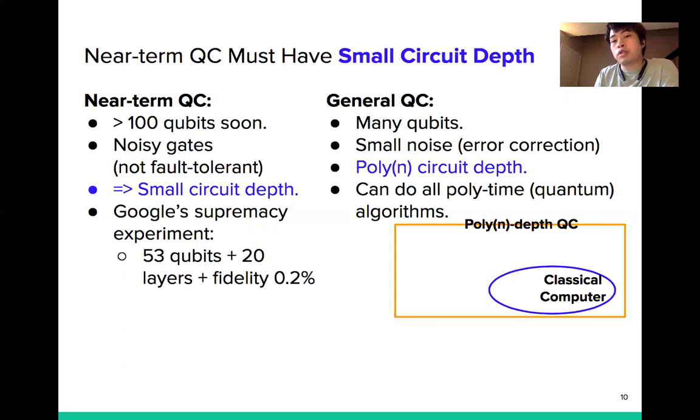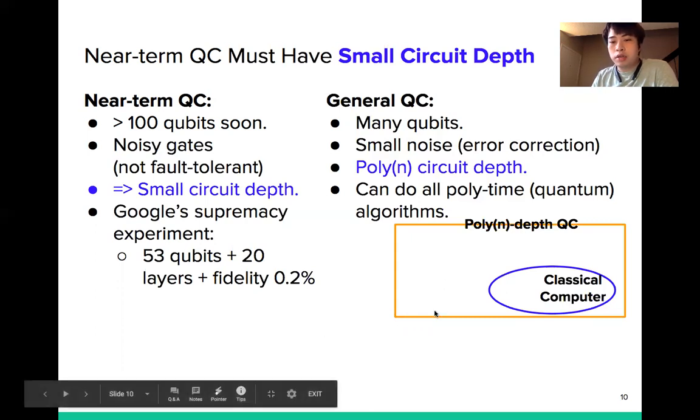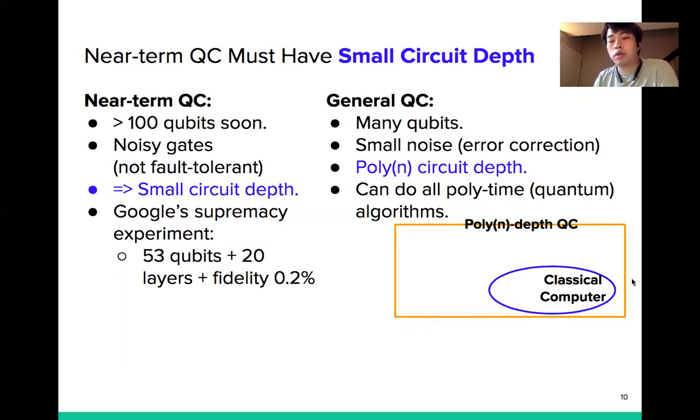For general quantum computers, you can imagine that we can have arbitrarily many qubits, and for each gate you only have small noise. So you can do error correction, so it is fault tolerant. You can have arbitrary polynomial size of the circuit, arbitrary polynomial depth of the circuit. Therefore, you can do all polynomial time quantum algorithms. Here, we believe that the poly-depth quantum computer, or the polynomial time quantum computer, is more powerful than the polynomial time classical computer.